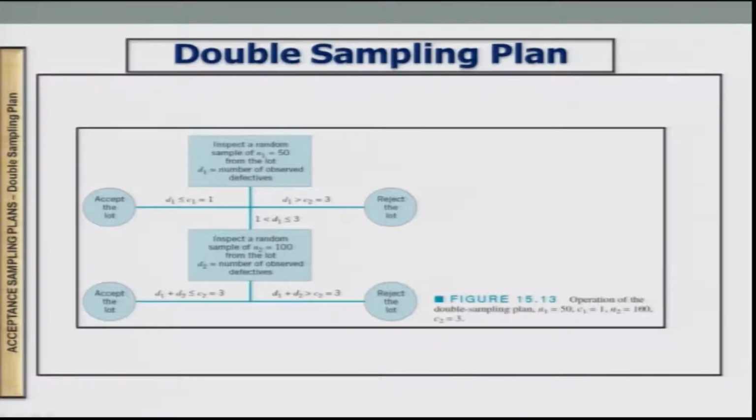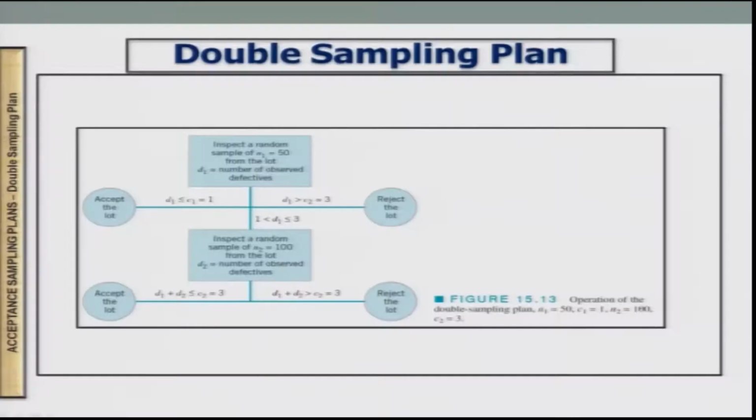Then in the second sample, you pick up N2 observations from the lot, and now the total number of defects is 3. That means the overall number of defects allowed in the second stage is now 3. If with this information we see the flow process, it basically works in this way. You pick up a set of observations, N1, from the lot and count the number of defects. If the number of defects is less than or equal to C1, which is 1, you immediately accept that lot. Now, if it is greater than 3, you reject that lot, but there may be instances where D1 is between C1 and C2, which is between 1 and 3.